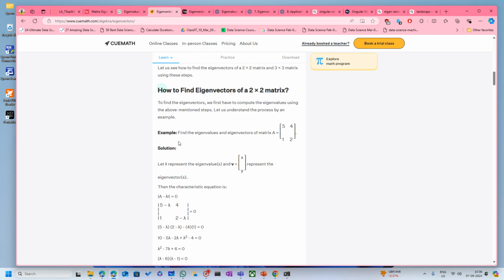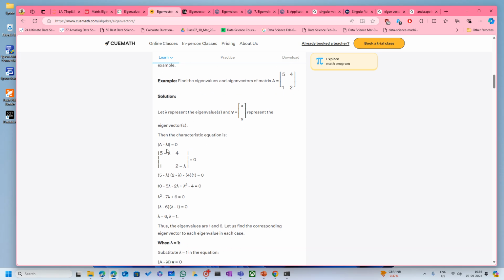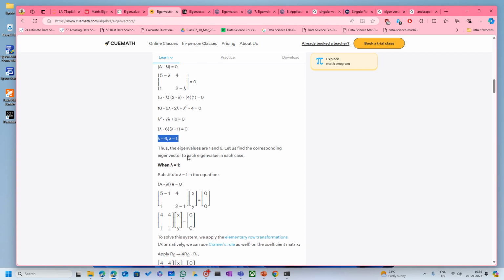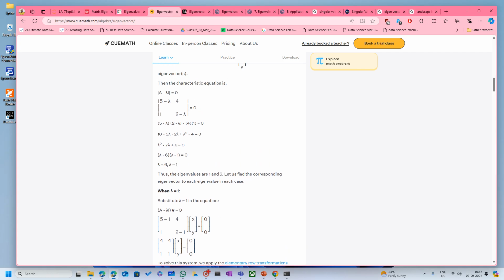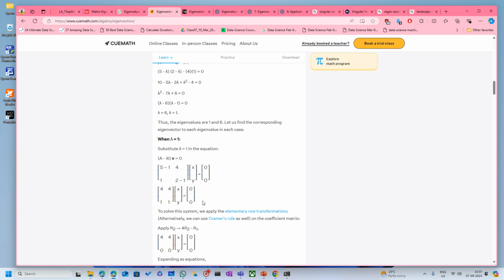Yes, so they have taken a very simple example: 5 4 1 2, and the vector is xy. If you calculate the determinant of A minus lambda I equals 0, you will get lambda values of 6 and 1. These are your scaling factors basically. The intuition should be, if you see the lambda values, you should understand that if I multiply x and y, whatever the vector is, with these lambda values, the transformation would be such that the actual values of x and y won't change. So these are your eigenvalues.